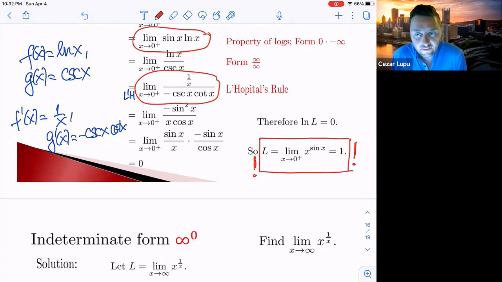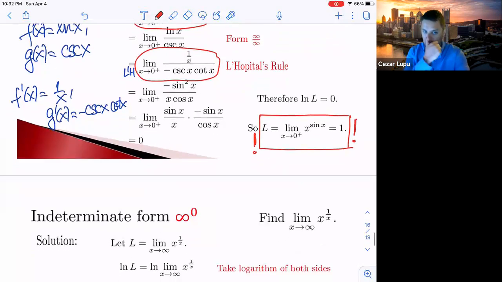Let's plug in infinity first. So we have infinity to the power 1 over infinity, which is infinity to the power 0. So the indeterminate form is infinity to the power 0. All right, great. No problem. We're going to do the same thing as we have done before when we dealt with 1 to the power infinity. We're going to take the log on both sides.